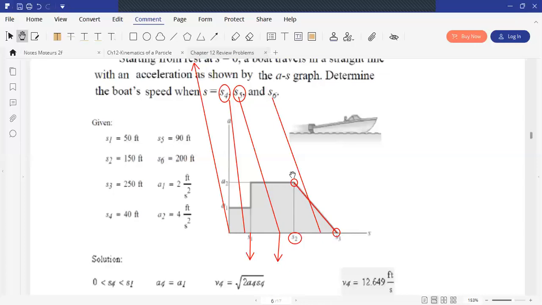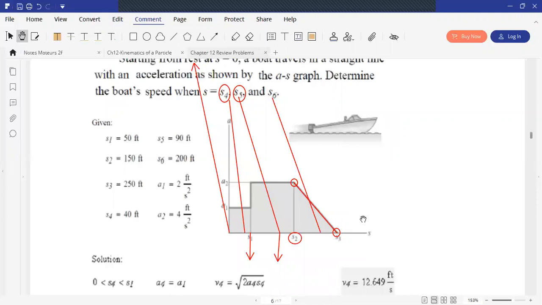Once you get the coordinates of the 2 points, then you can find the equation. It's a linear equation, a function of s. Once you find this equation, let's say it's any equation, for example, 3 minus 3s. It's just an example, it's not the case here. Now you have your differential equation, V dV equals a ds. What do you do? You replace a by the function of s, so for example, 3 minus 3s.